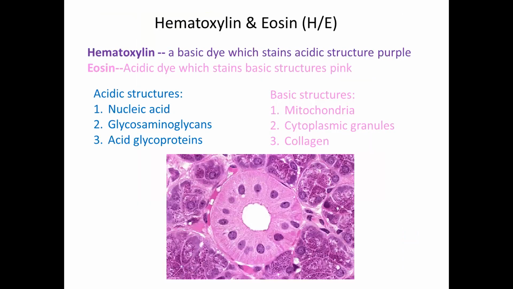Okay, so we studied this slide previously also. Hematoxylin and eosin. Hematoxylin is a basic dye which stains acidic structures purple. So it will stain the nucleic acid of the nucleus purple. Eosin is an acidic dye which stains basic structures pink. So it will stain the cytoplasm pink and the collagen pink. Organelles also pink, right? Here you see a slide which shows you nice pink coloring of the cytoplasm and nice purple coloring of the nuclei.